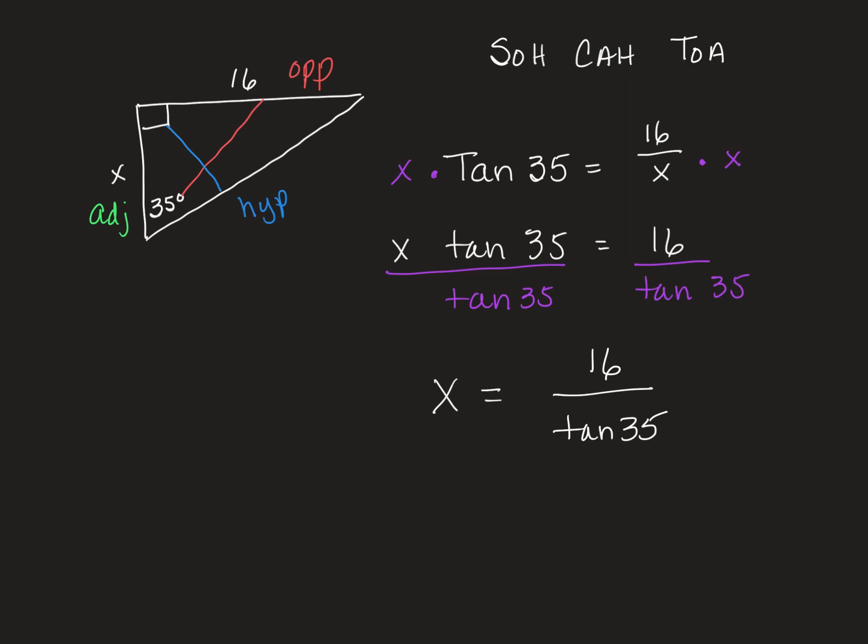Once I have this written, you're going to take out your calculator and we're going to type it in just the way we see it. We're going to do 16 divided by, and then you're going to touch tangent, nothing else, just the tangent, 35, close your parenthesis and hit equals. You're going to tell me that x equals 22.85.